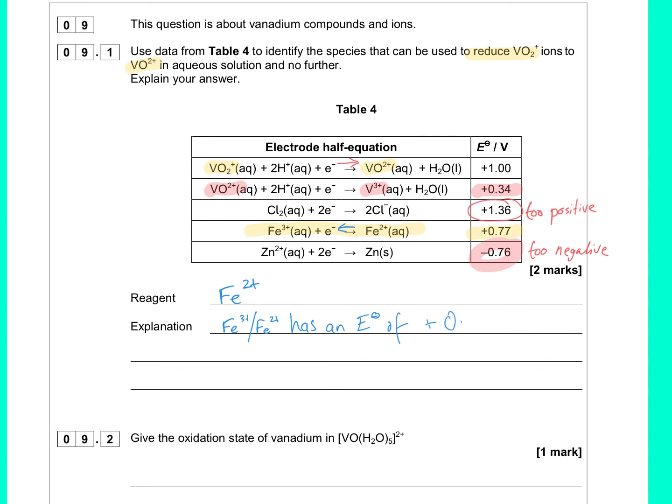So it needs to have an electrode potential that's in between 1 and 0.34. Therefore, you can use Fe2+ because it's in between the 2, but the Cl- is too positive and the zinc is too negative because it would do both.